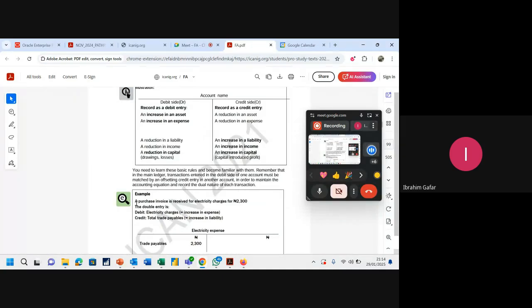Simple thing. A purchase invoice is received for electricity charges for 2,300. So what are you debiting? What are you crediting? We are debiting trade payable, then we are crediting cash. We are debiting trade payable and crediting cash, right? No, we are debiting electricity and crediting trade payable.